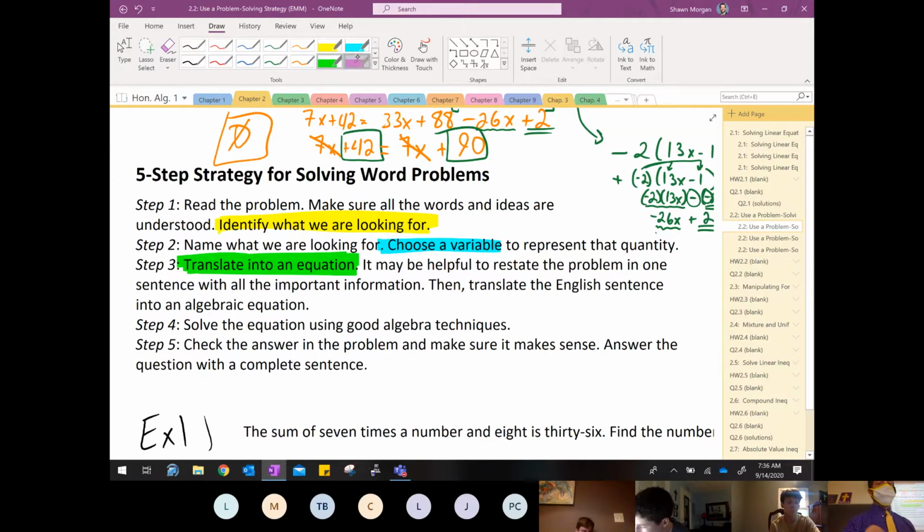All right, step 4 is the easiest one, I think. Solve the equation. At this point, y'all have become pretty proficient at solving equations, problems like we saw in example 5. So solve the equation. And then the last one is to answer the question.